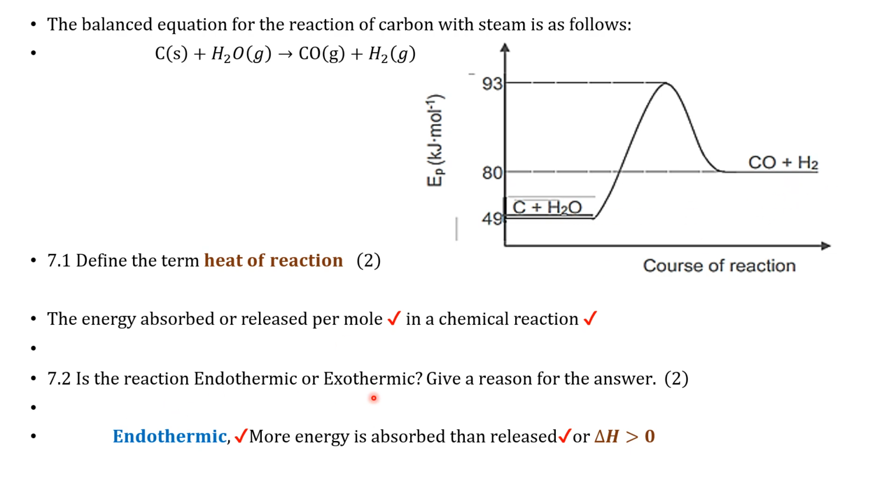Is this reaction endothermic or exothermic? In this case, this reaction is endothermic. More energy is taken in than what is released. Right, so more energy is absorbed, you see, from 49 to 93 than what is released from 93 to 80. Or in short, delta H should be greater than 0, it will be positive. Or as we teachers say, my products there are higher than my reactants, therefore endothermic. Just different ways for you to remember it.